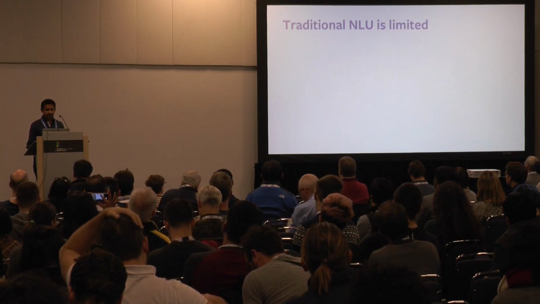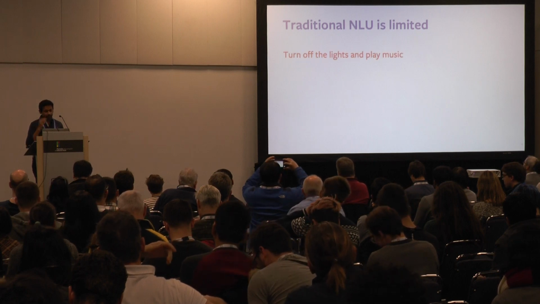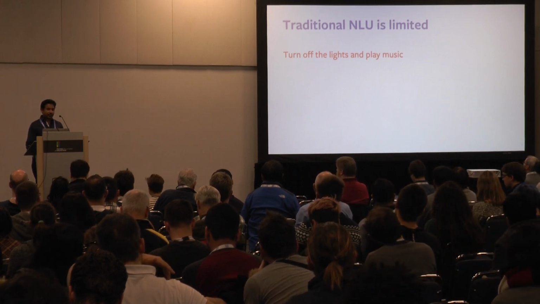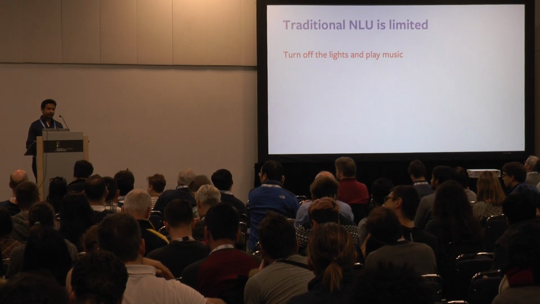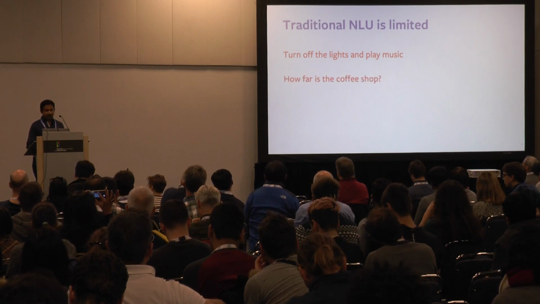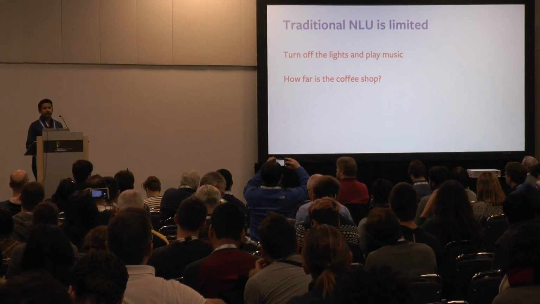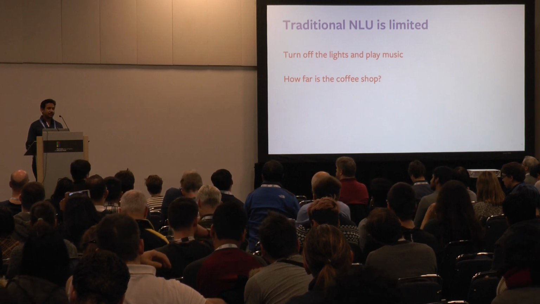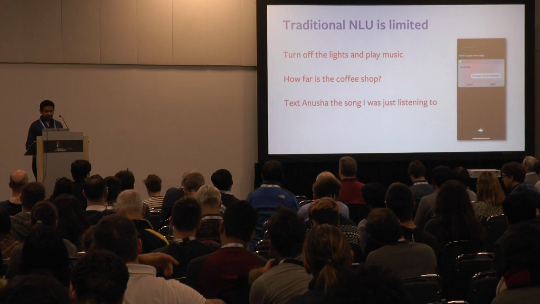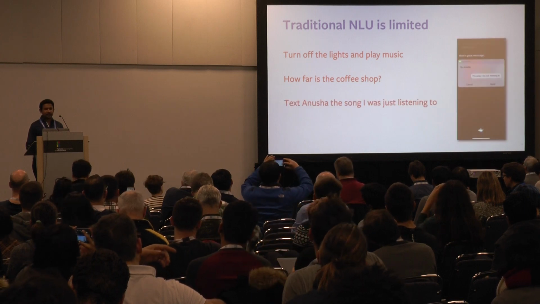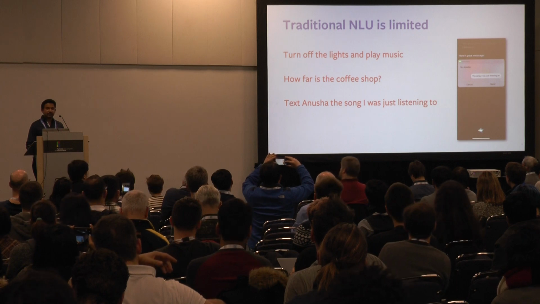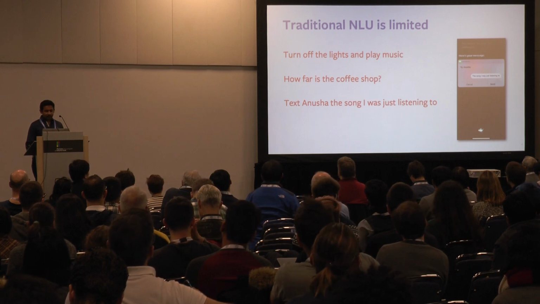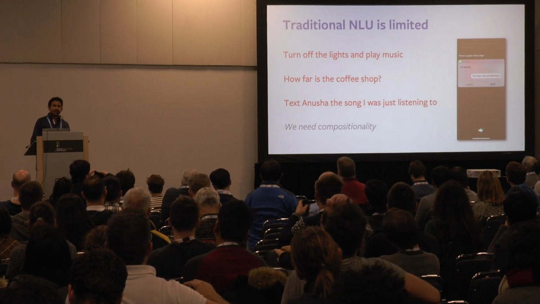The problem is that it's limited. If you consider something like turn off the lights and play music, now suddenly you want to perform two actions in one request, which does not bode well with our framework of having one intent per utterance. Or if you have something like how far is the coffee shop, you probably want to figure out which coffee shop the user is referring to and then get the distance. So there are, in some senses, two API calls involved. And of course, the classic case of saying text Anusha, the song I was just listening to, there's no way a current system will figure out the song you were just listening to. It will probably take it as verbatim. And this all suggests that we probably need some sort of compositionality in our systems.